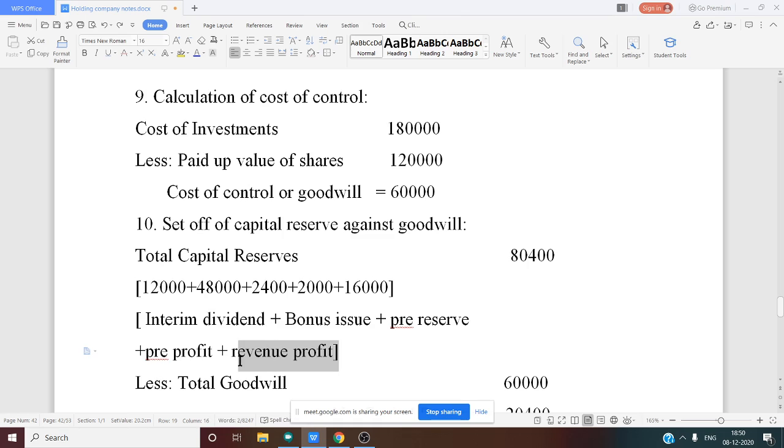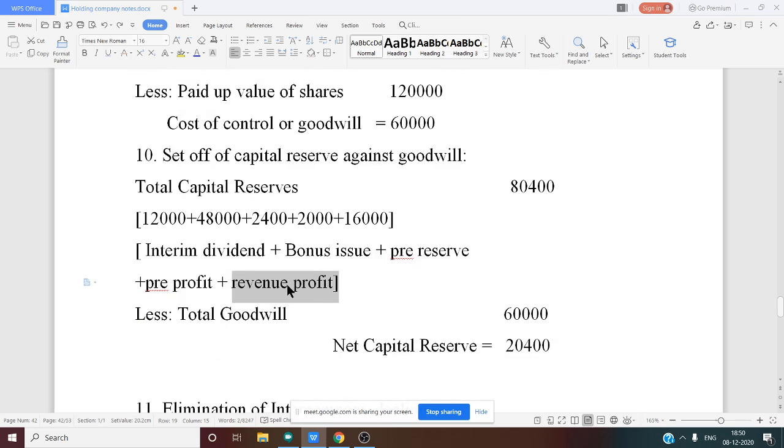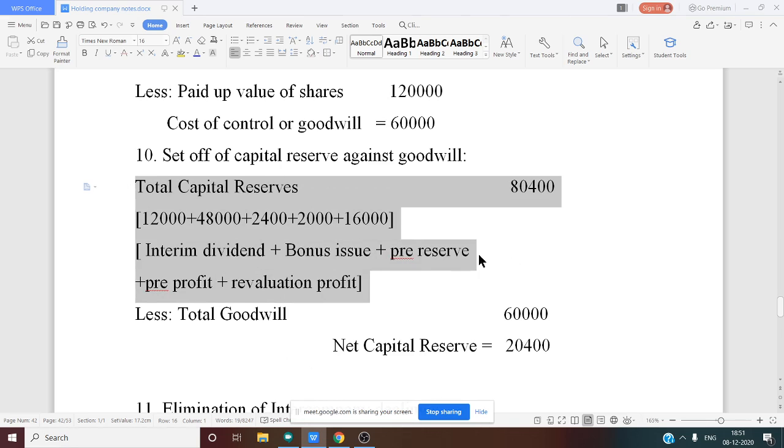So why is this a revenue profit? Revenue profit means here revaluation profit. So here you can again change this one. If this is not a revenue profit, this is revaluation profit. Correction, typing mistake again. Revaluation profit. You have to write revaluation instead of revenue. Yes, correct. So now total capital reserve is 80,400.